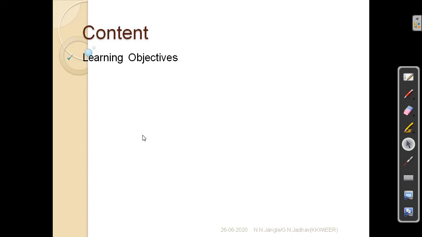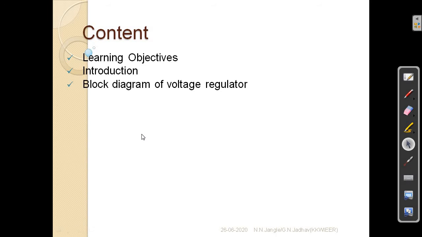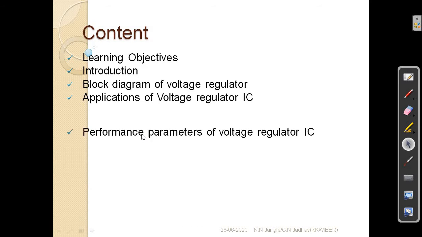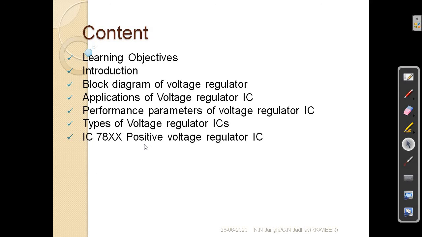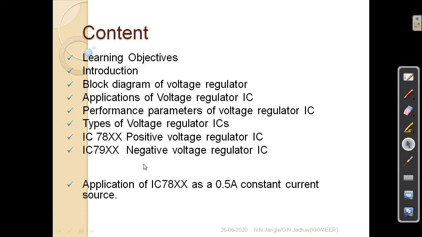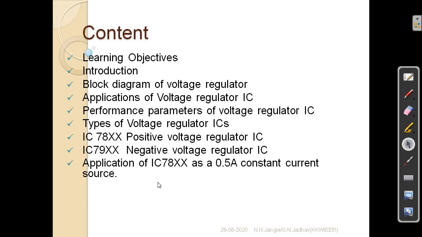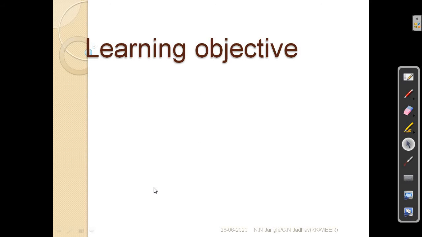Today's content of the lecture is learning objective, introduction, block diagram of voltage regulator, applications of voltage regulator IC, performance parameter of voltage regulator IC, types of voltage regulator ICs, IC78XX positive voltage regulator, IC79XX negative voltage regulator IC, application of IC78XX as a 0.5 ampere constant current source, and summary. So these are the contents of today's lecture. Let us see learning objectives.